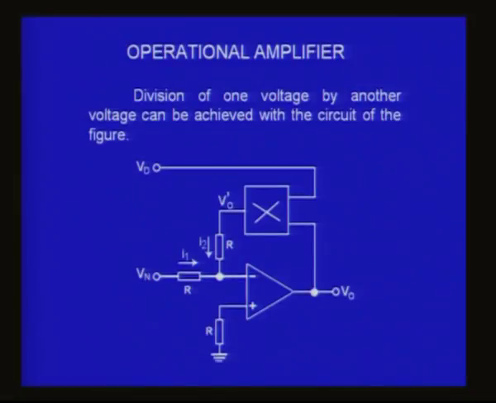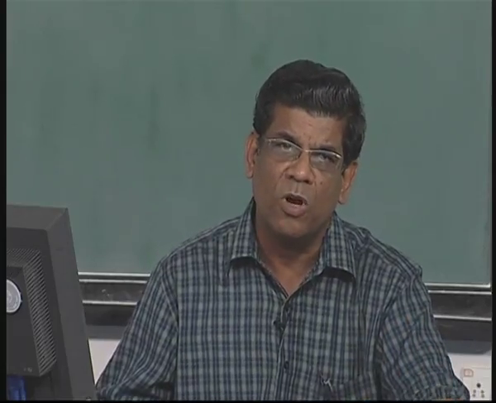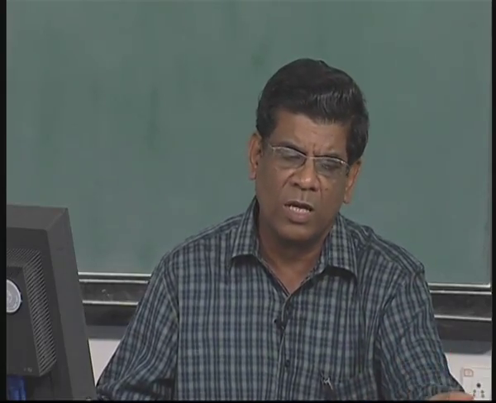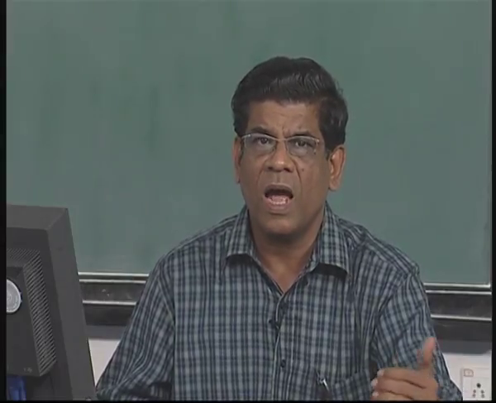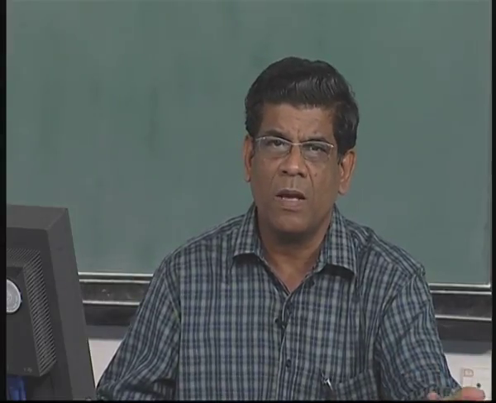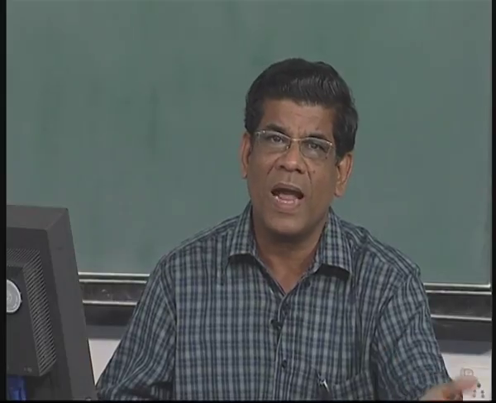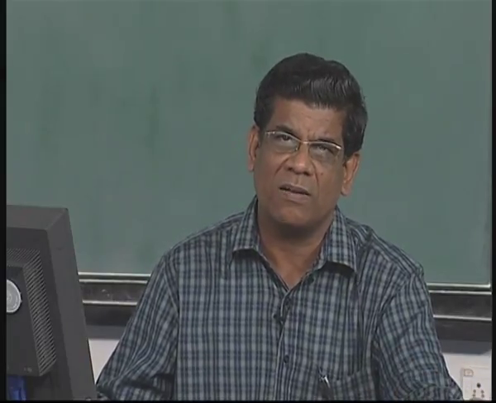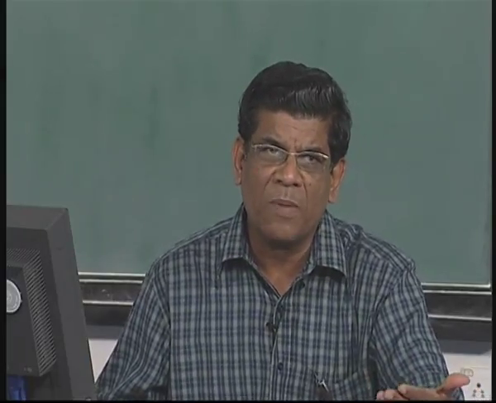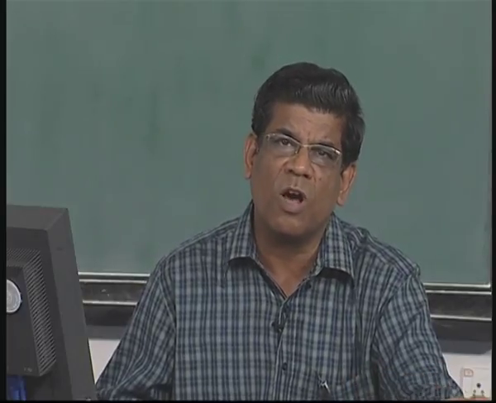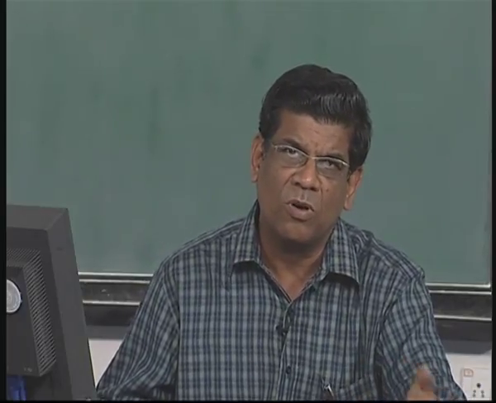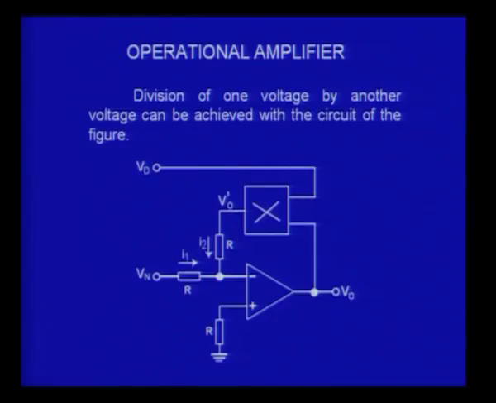Now, how to achieve division? You can use the same multiplier to achieve division by using an op-amp. That is what I want to show you. Of course, you can also use logarithmic and anti-logarithmic amplifiers and achieve division by subtraction, not by addition. In the previous case, you used addition, because log of a by b is log a minus log b. So, you can use that principle also and obtain division. But here, what we are going to do is use a basic multiplying circuit.